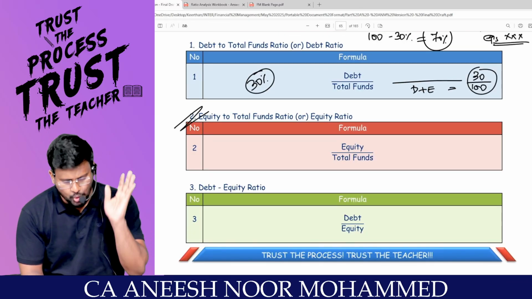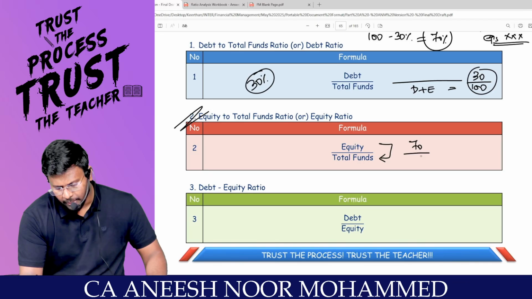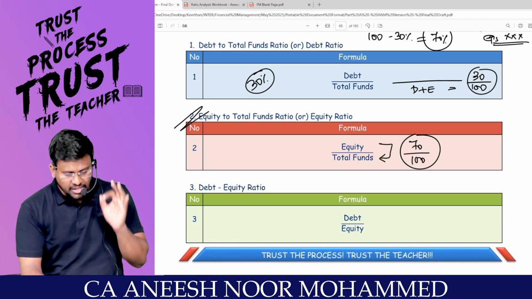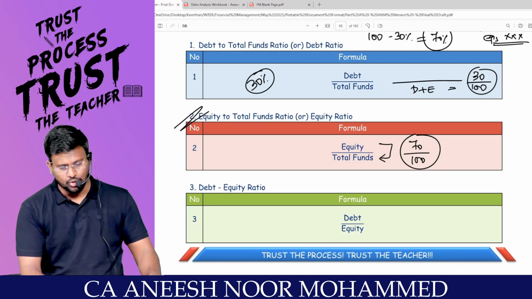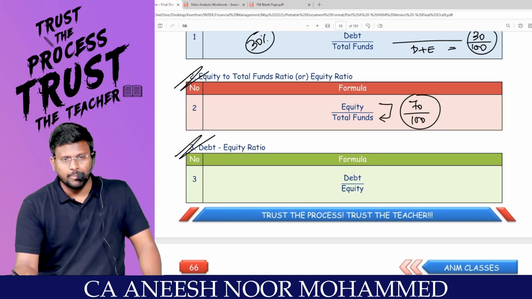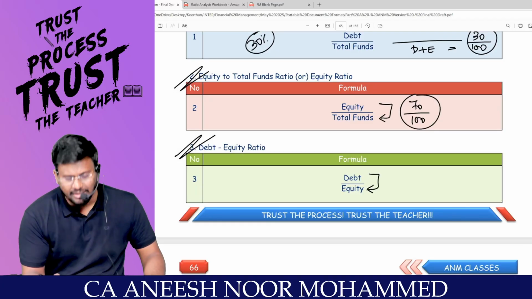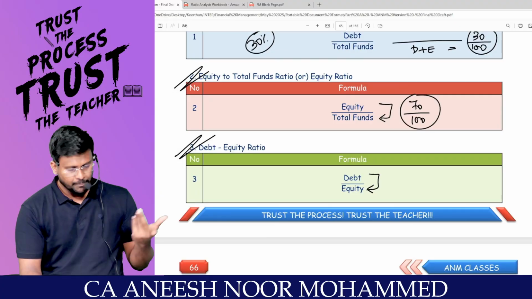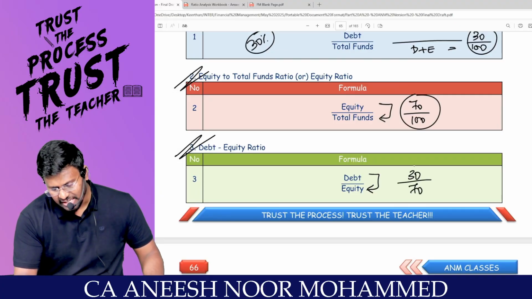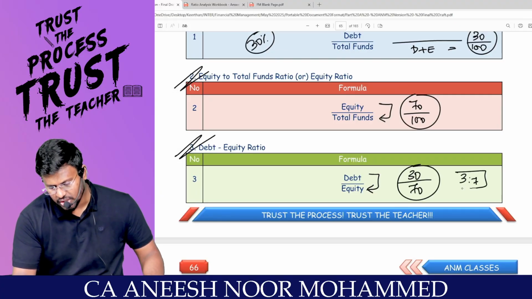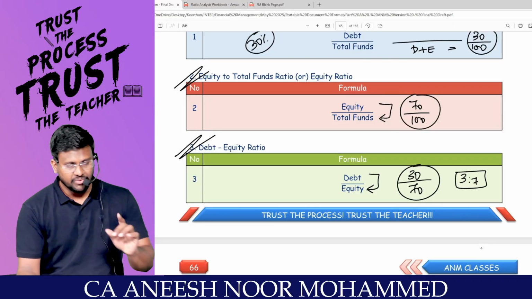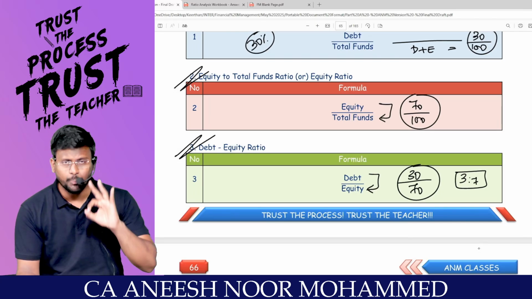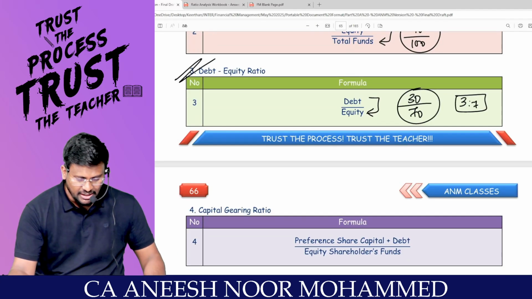So equity ratio means equity divided by total fund. That is 70 divided by 100. Out of my 100 rupees total fund, 70 rupees is my equity. That is called as equity ratio. My dear lovable students, debt equity ratio means debt divided by equity. That means 30 rupees is the debt and 70 rupees is the equity, means 3:7 is what my debt equity ratio. That means if I am having 7 rupees equity in my capital structure, 3 rupees is the debt. That's what debt equity ratio.